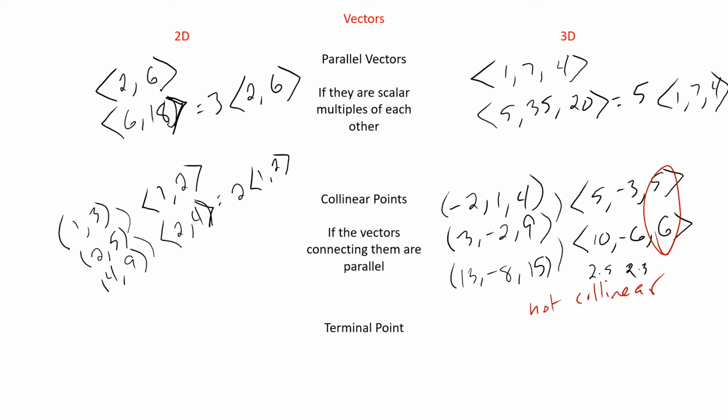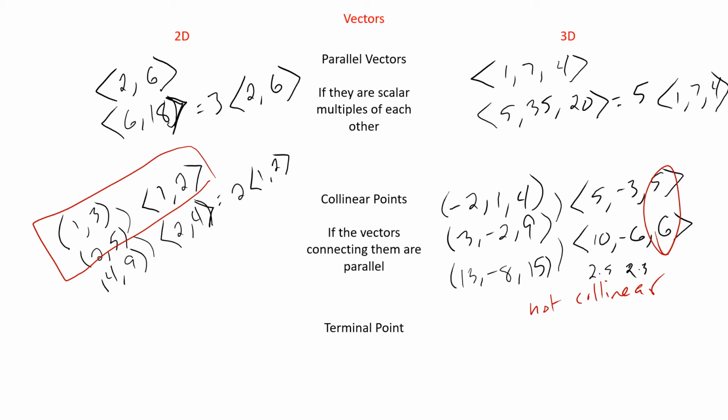And finally, we have terminal points. So a terminal point, if you have an initial point and a vector, find the terminal point. You just add the vector to the initial point. So kind of like what we were doing right up here to find the vector. So from 1 to 2, that was 1. From 3 to 5 is 2. It's actually subtracting. 2 minus 1 is 1. 5 minus 3 is 2.